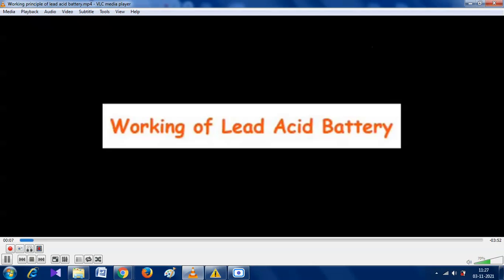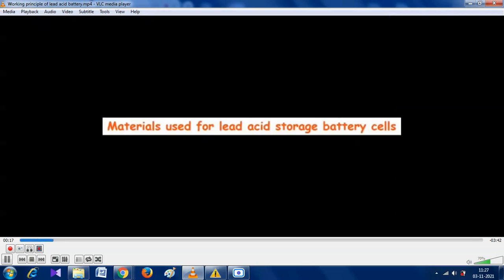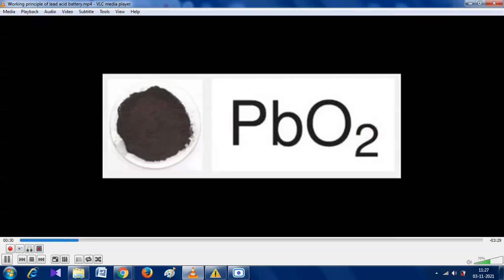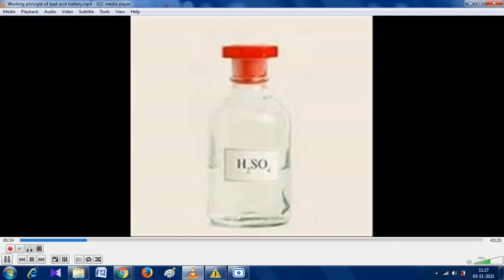Let's have a discussion on the working principle of the lead acid battery. This is very commonly used as a storage battery or secondary battery. Before going to the working principle, we should know about the materials used for lead acid storage battery cells. The main active materials required to construct a lead acid battery are lead peroxide, sponge lead, and dilute sulfuric acid.